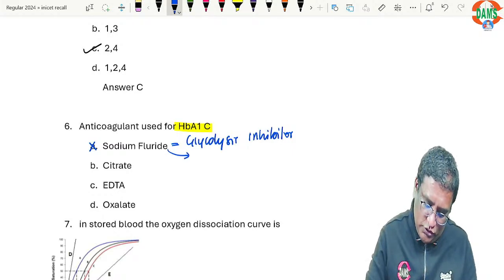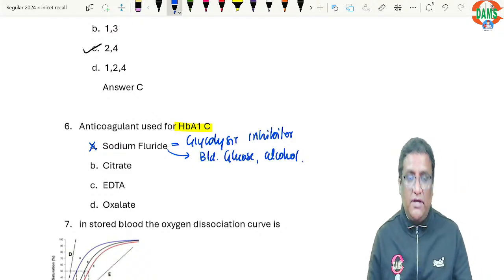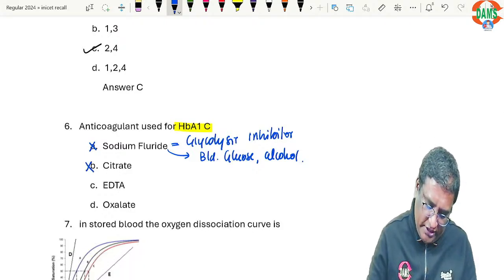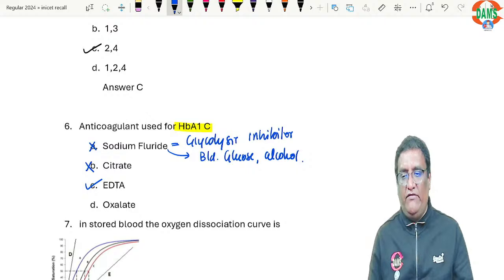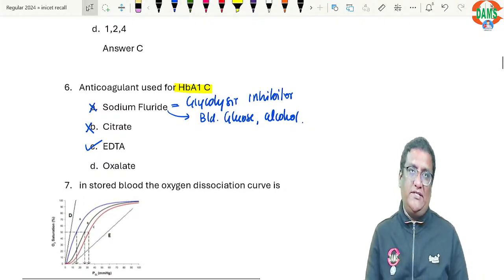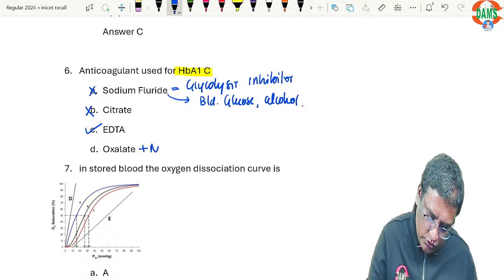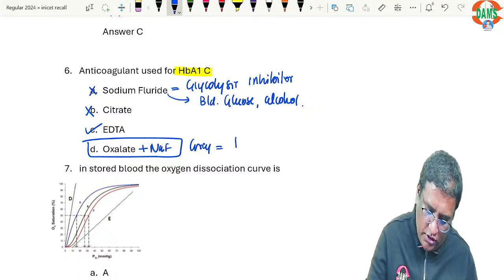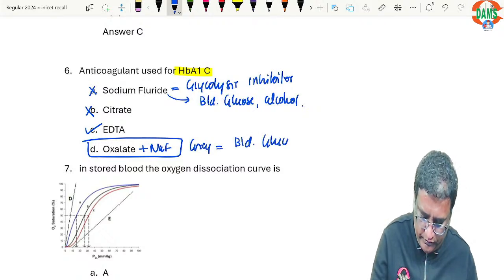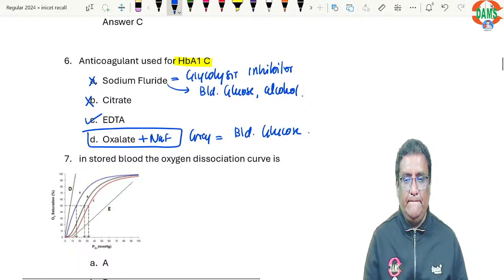Sodium fluoride is used for blood glucose and alcohol estimation also. So next is citrate. No, we don't use citrate. Answer is EDTA. For HbA1c we use EDTA, not citrate nor oxalate. For blood glucose, we will be using potassium oxalate plus sodium fluoride. This is what is there in the gray tube, for blood glucose, not for HbA1c. So EDTA is used for HbA1c, right?